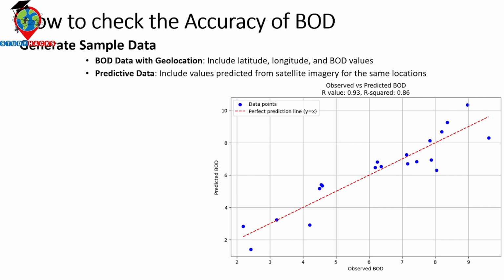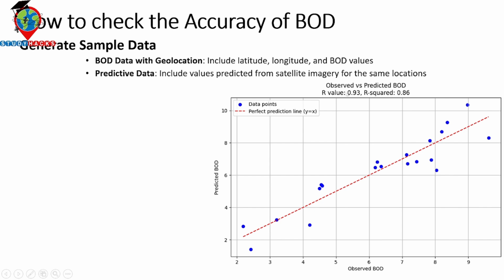Our predicted data, which I get from satellite imagery, and our observed data, which I get from the sample of my ground truth data. Further, we can also find out the R value and R squared value easily. So in today's session, I will also show you how we can easily check the accuracy of the BOD and create this type of chart, and also check the R square value and R value.